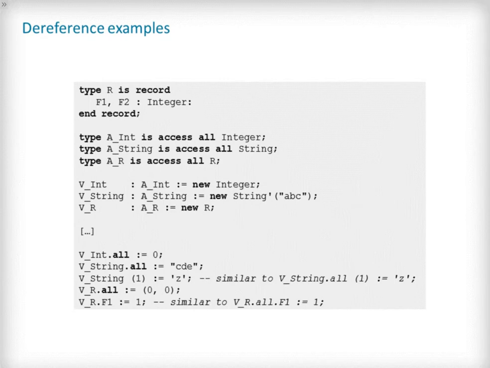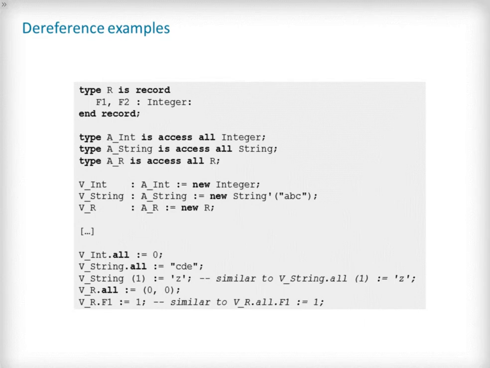Dereferencing deserves some careful attention, so we're now going to look at a more detailed example. The code starts off by declaring a record type R with two component fields, both of which are type integer. We then declare an access type to integers, an access type to strings, and an access type to the recently declared record type. A few access type objects are then declared and explicitly initialized to objects allocated from storage pools. We have one for integer, we have one that is initialized to a qualified string, and we have an access type object specifically for the record type R.